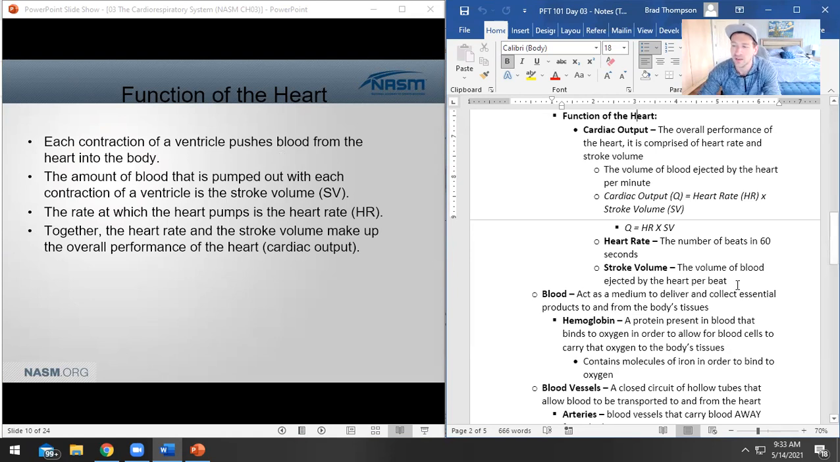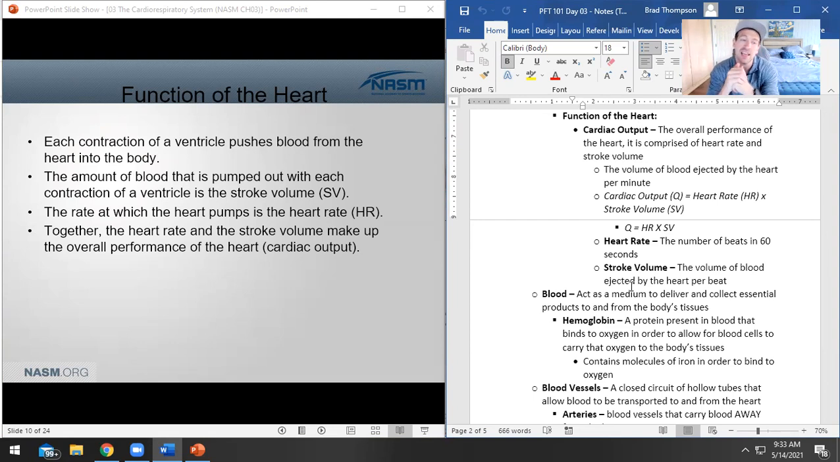So if we think about those two things coming together, that's how we measure the overall functionality, or the performance, of your heart. And we call that your cardiac output. Your cardiac output is the overall performance of your heart. It's comprised of your heart rate and your stroke volume. So you can think of this as how much blood is being ejected from your heart per minute.